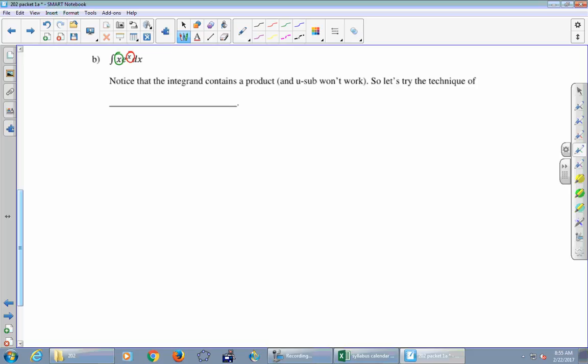Yes? So if you let u equal x, you will get this new equivalent integral, but it's the same thing. Yeah, no, I did it once myself too. Oh, all right, letting u equal x just changes the letters. Okay, so u sub didn't work, but it is a product. What's the technique we're going to try here? Integration by parts.